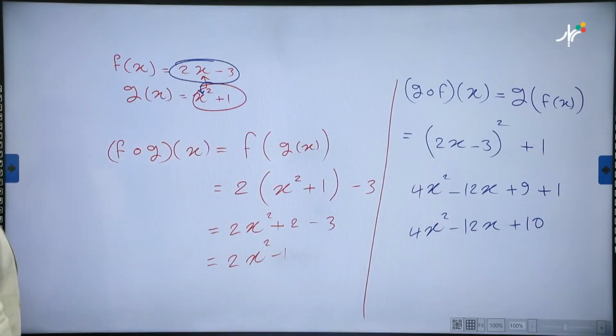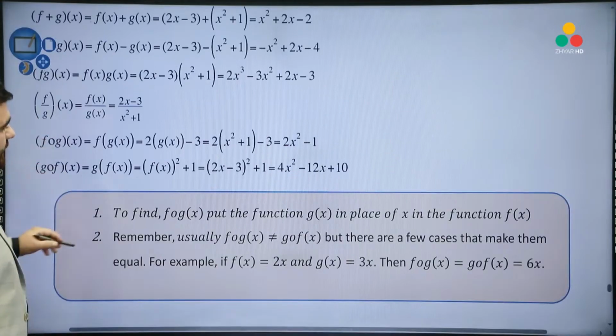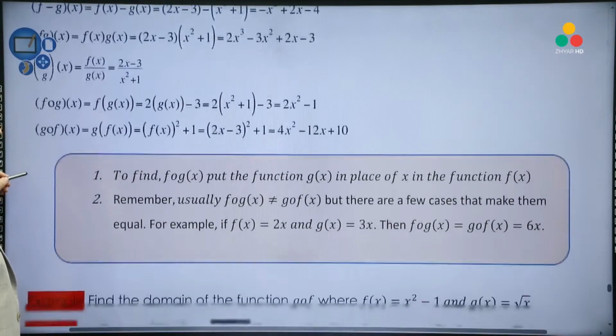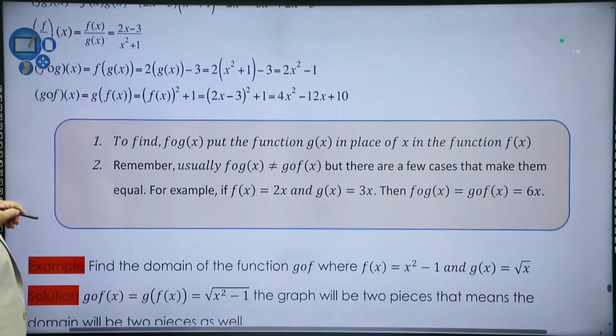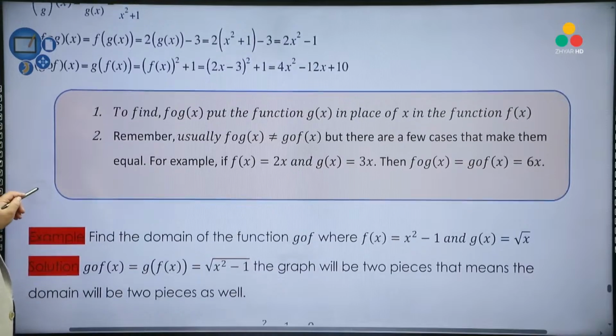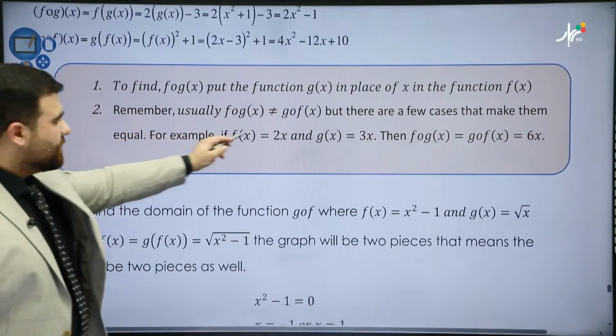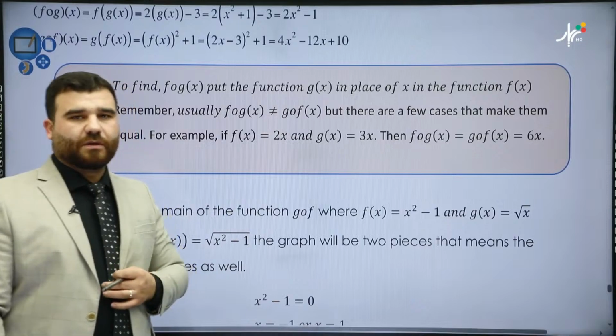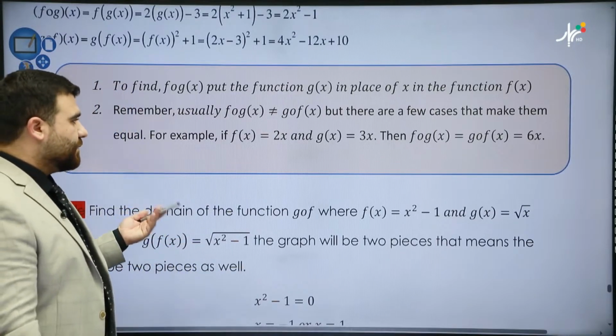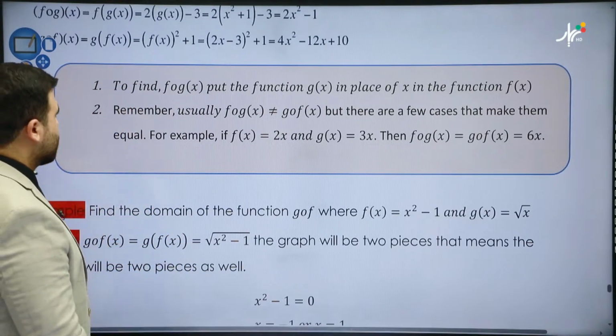Now let's go back to the book. Here, 4x squared minus 12x plus 10. We got all the answers. These are the notes about what I said. f of g and g of f, most of the time they are not equal, but there are cases that they are equal. They are not always equal.